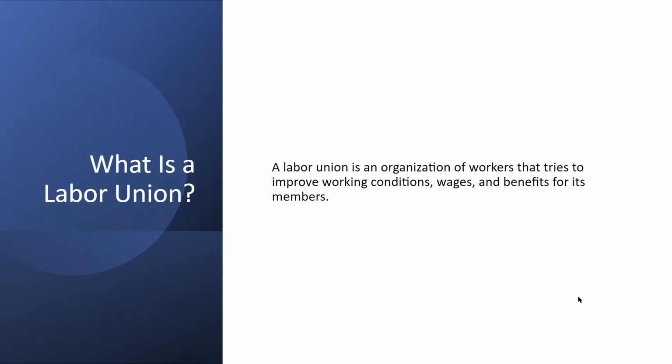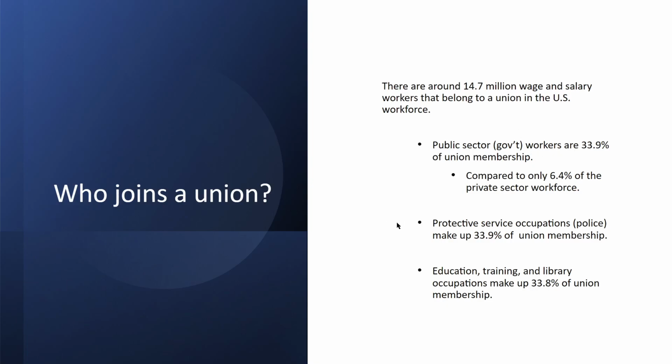So what is a labor union? It's an organization of workers that tries to improve working conditions, wages, and benefits for its members. Who joins a union? Well, there's about 14.7 million wage and salary workers that belong to a union in the United States workforce. The public sector, meaning government employees, make up 33.9% of union membership. If you compare that to private sector work, they comprise only 6.4%. And then we have what are called protective service occupations, like police, firefighters, things like that. They make up 33.9% of union membership. And then education, training, and library occupations make up another 33.8%. When it says education, it means elementary, high school, and college.